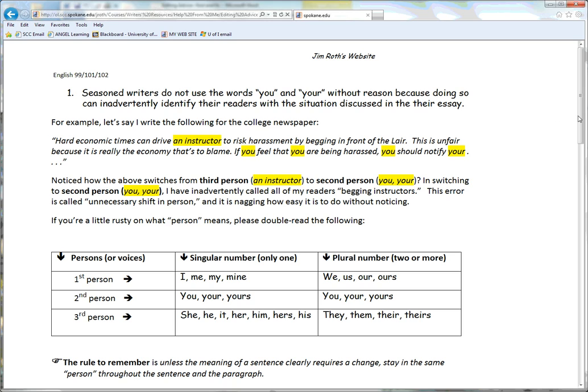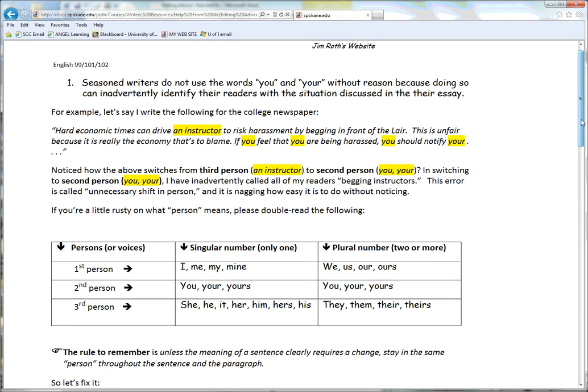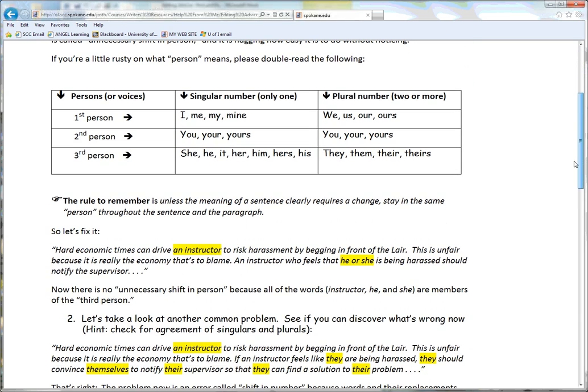Okay, I wanted to talk to you just a little bit about a couple, three things to look for when you do edit. And the first one has to do with these things called pronouns. So let's take a look at that. You've seen them before, you used them a lot.